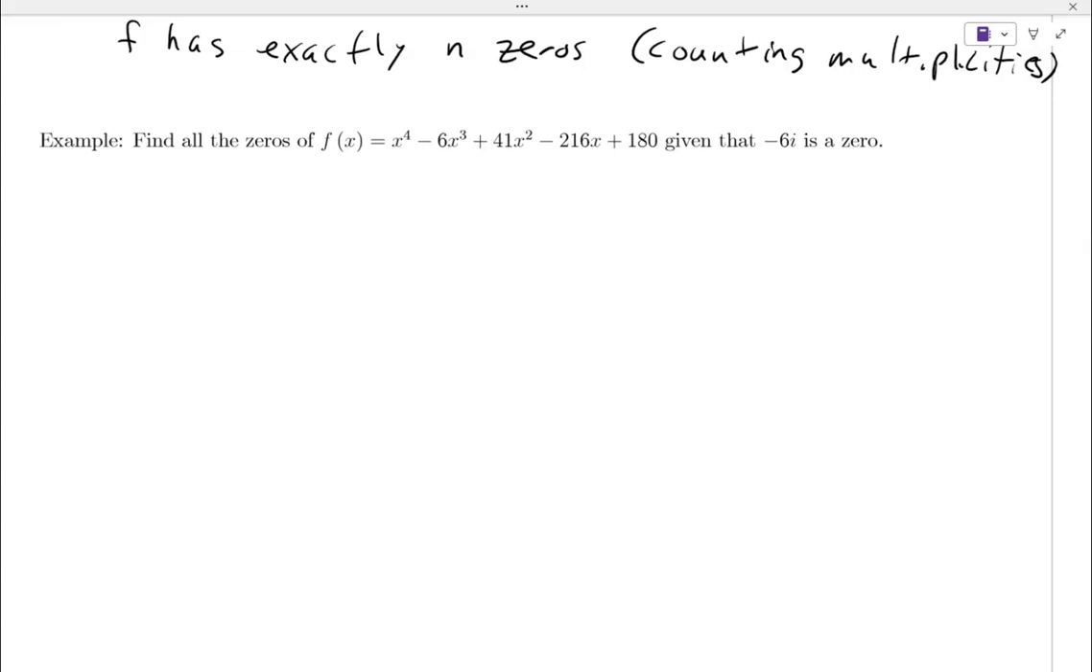All right, so the first thing, notice they already told you a 0, right? They told you that negative 6i is a 0. Since negative 6i is a 0, what else has to be a 0? 6i, right? So when we find all of the zeros, we're going to use our synthetic division idea again. It works with complex numbers just as well as it works with real numbers. So let's use synthetic division.